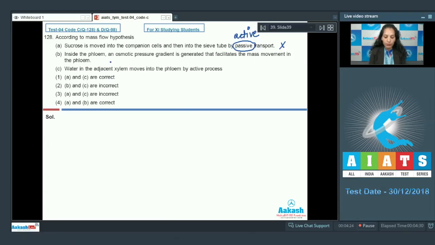B. Inside the phloem, an osmotic pressure gradient is generated so that there will be movement in the phloem. Yes, it is correct. C. Water in the adjacent xylem moves into the phloem by an active process. No, it moves by a passive process. So statements A and C are incorrect.